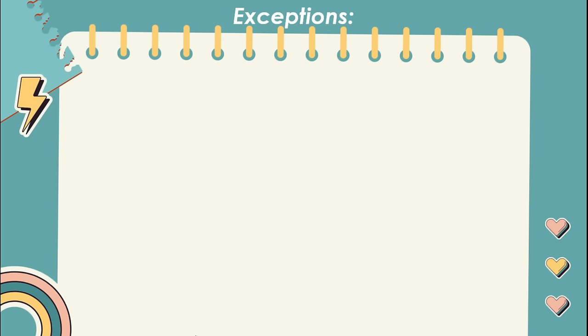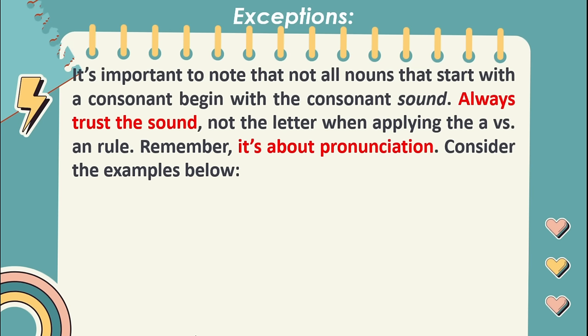In every rule, there are exceptions, like this one. It is important to note that not all nouns that start with a consonant letter begin with a consonant sound. Always trust the sound, not the letter, when applying the a versus an rule. Remember, it's about pronunciation. Consider the examples below.